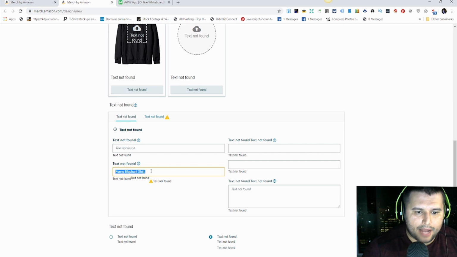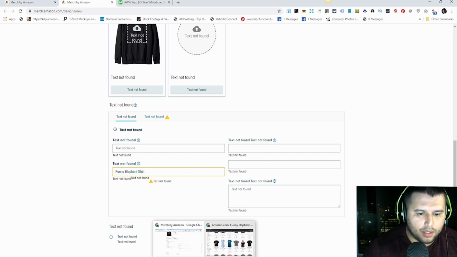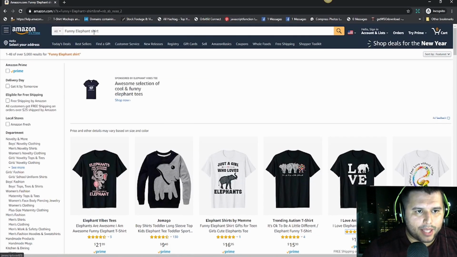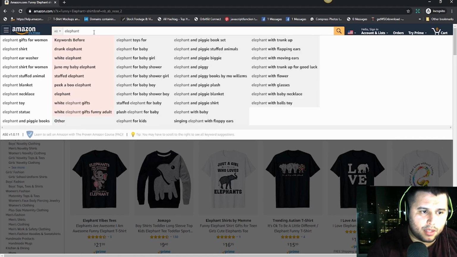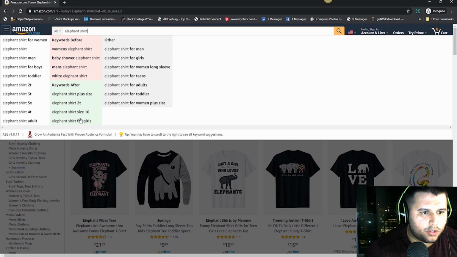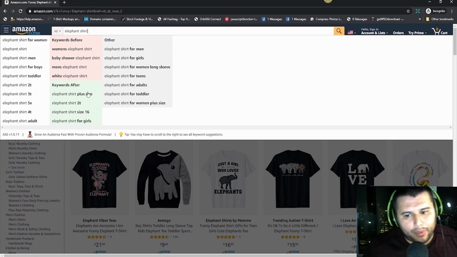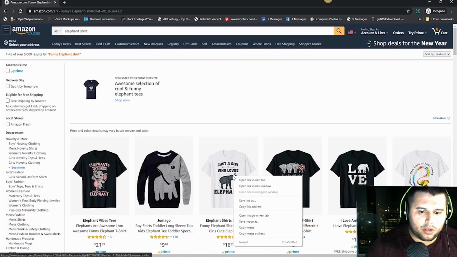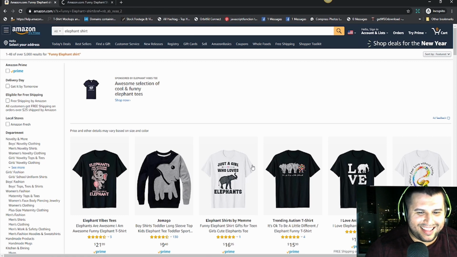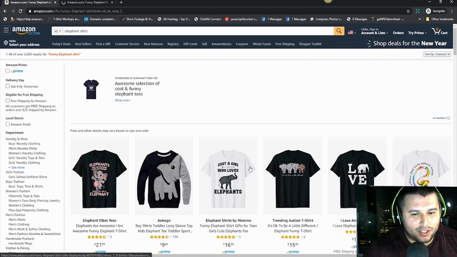So if the exact phrase, let's come back over here, incognito mode. And one of the best ways to figure out what is going on in this niche, funny elephant shirt. And it all depends on your design as well. Like, it can have a saying. So for example, you're looking at this one right here, and I'm sorry if this is your shirt, I'm going to pick it apart a little bit. I keep on picking on this shirt right here. As you see, just a girl who loves elephants, right?